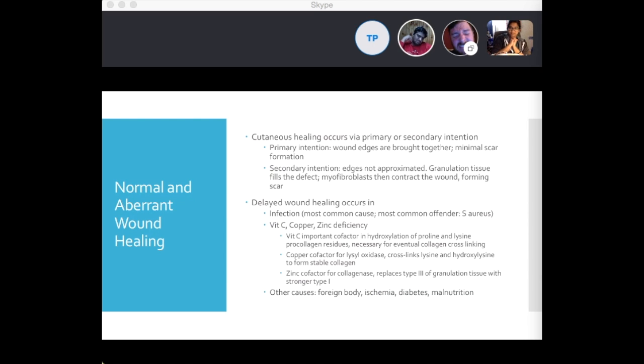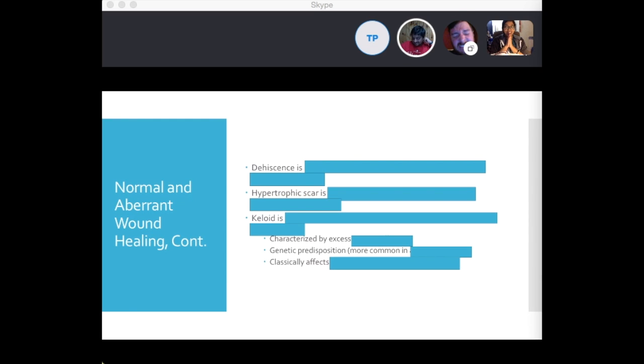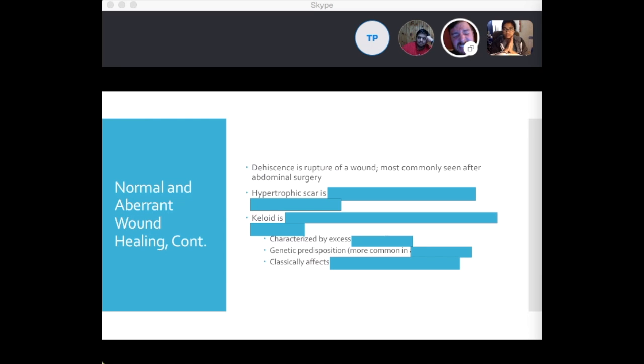Awesome possum. Okay, just a couple more slides, I promise. Dehiscence. Does anyone know what this is? Opening of an already closed wound. Yeah. Dehiscence is the rupture of a wound, most commonly seen after abdominal surgery.